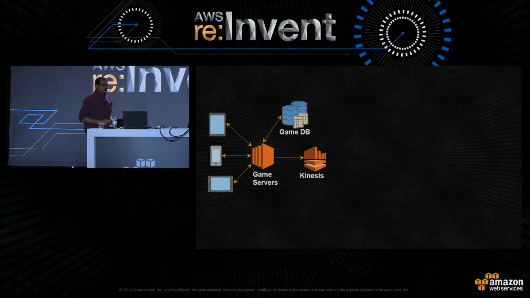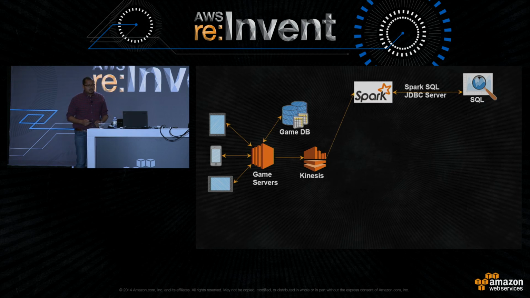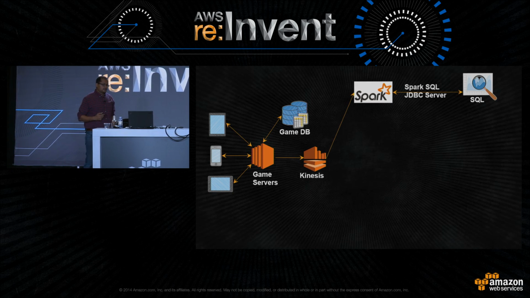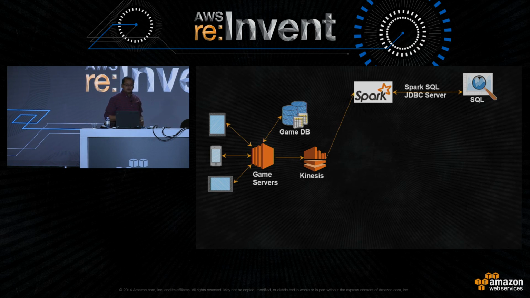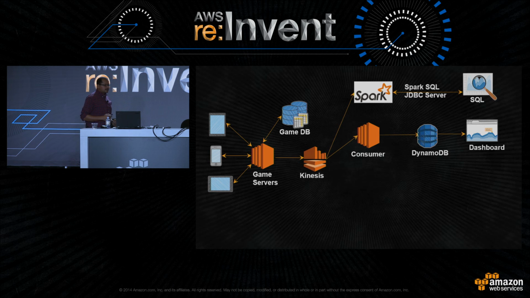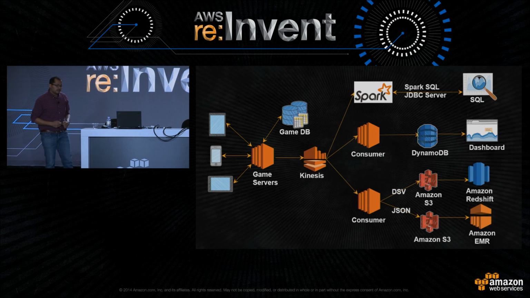So this is what our final architecture looks like with all the consumers. We have a consumer running for a Spark cluster and a JDBC server for the SQL interface. Then there is a consumer for real-time aggregates, and there is a consumer for uploading data to S3. So this is how it looks with 3 consumers running right now.